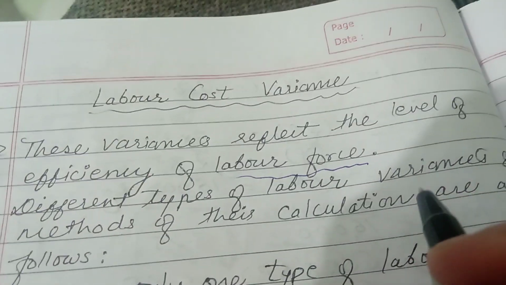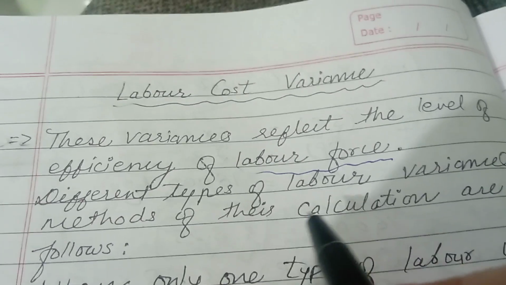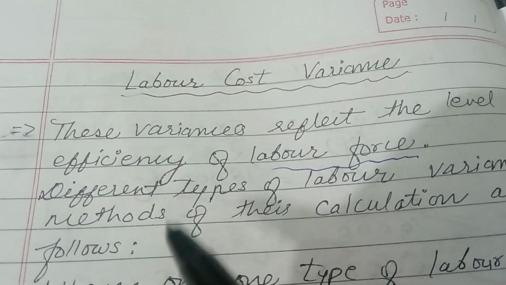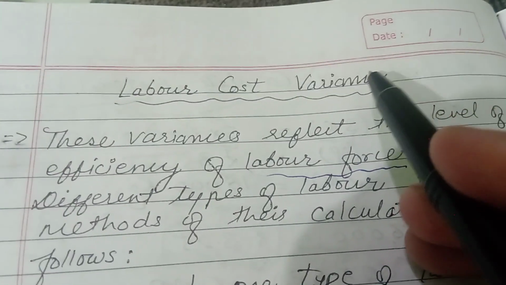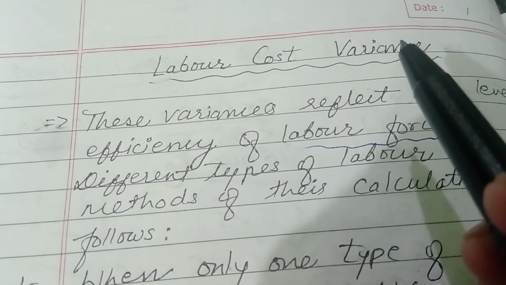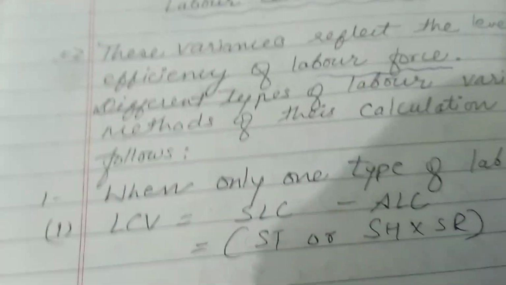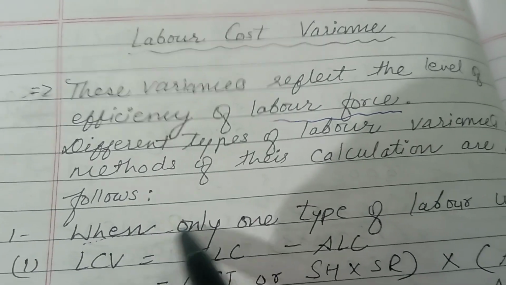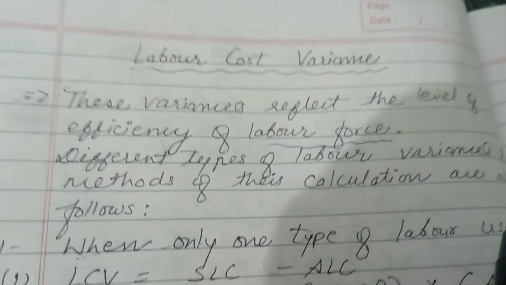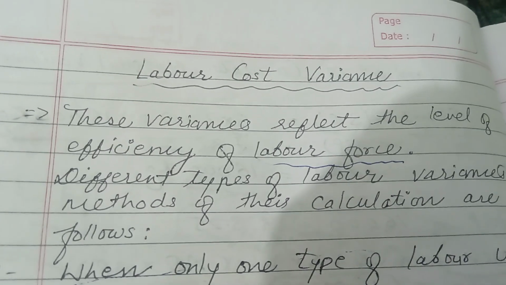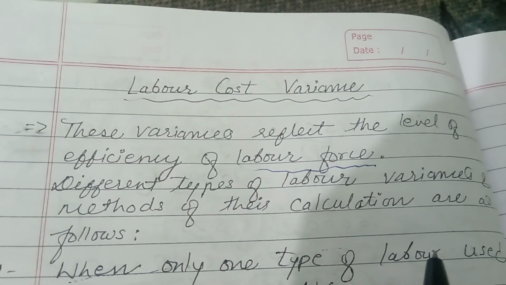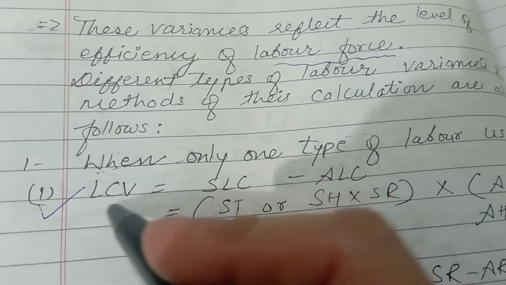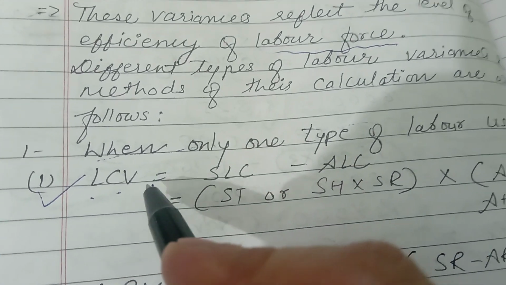Different types of labor variances and methods of their calculations are as follows. Let us take them one by one and see what the reasons for their deviations are, when they happen, and how to control these variances. The first method is when only one type of labor is used. There is uniformity for that labor. Under these conditions, the first one is called LCV, labor cost variance.